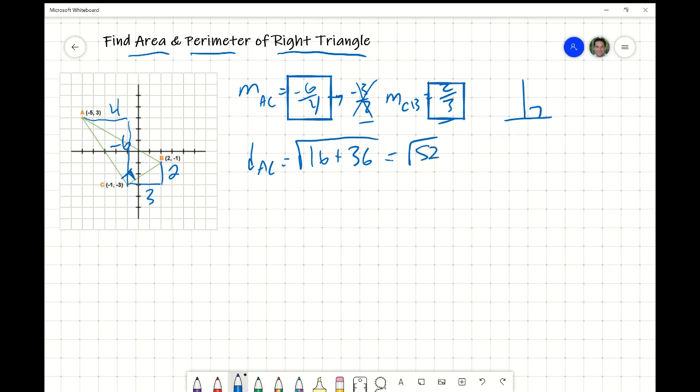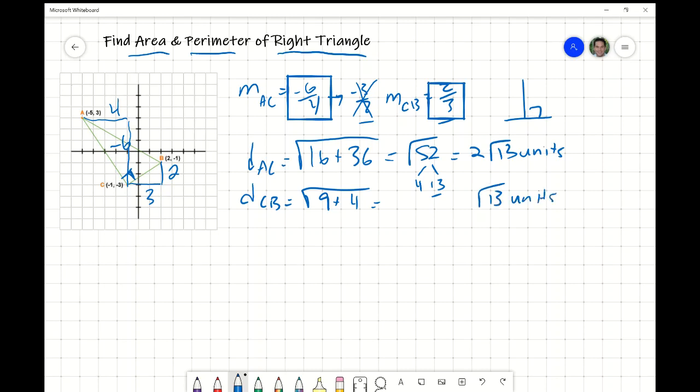Okay, well, we can reduce that a little bit, right? I think that there's a 4 and 13 in here. So the square root of 4 is 2, 13 is left over, so it looks like our final answer is that the distance of AC is 2√13 units in length. All right, so let's go find the distance of CB. Again, let's use the components. We've got 3 squared, which is 9, and 2 squared, which is 4. So that is the square root of 13 units in length.